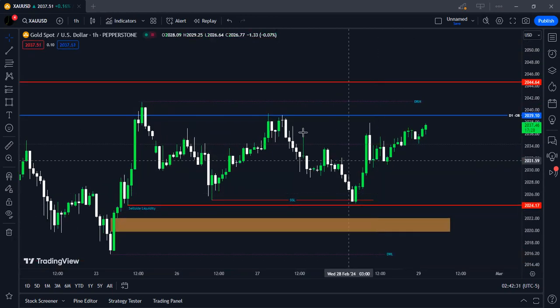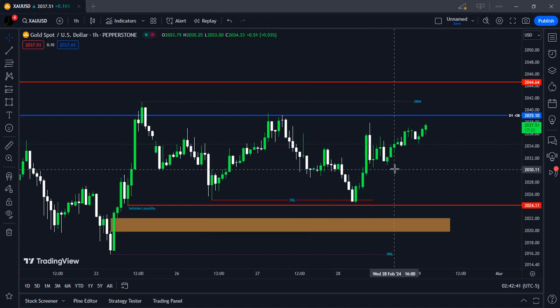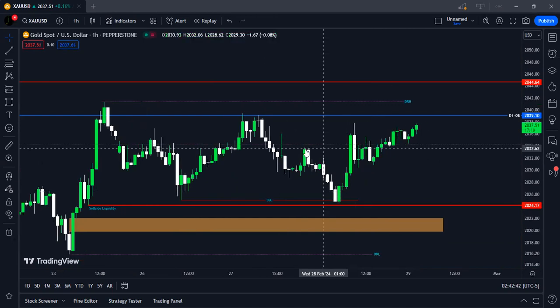Let's focus right here. So sell side liquidity was swept yesterday, right? Then it facilitated this run. After this run, you see this lower high. This lower high was broken, right? So we shifted bullish right here. Immediately this was broken, shifted bullish. So we call this market structure shift.